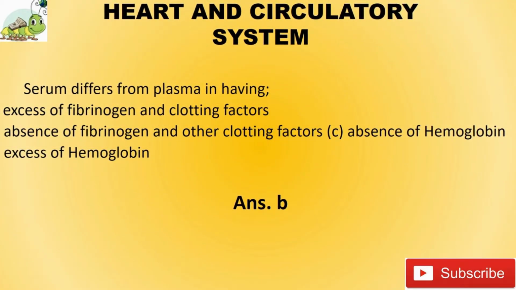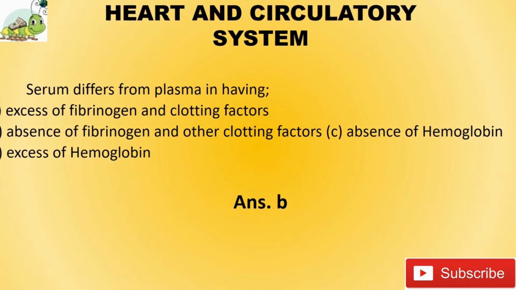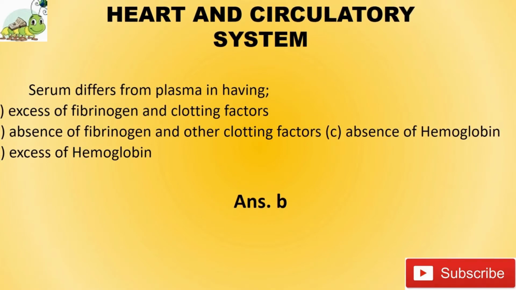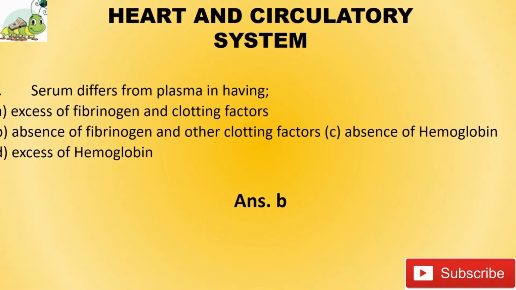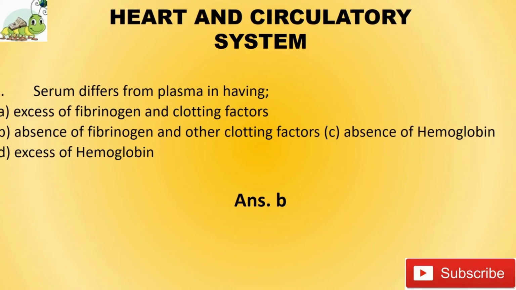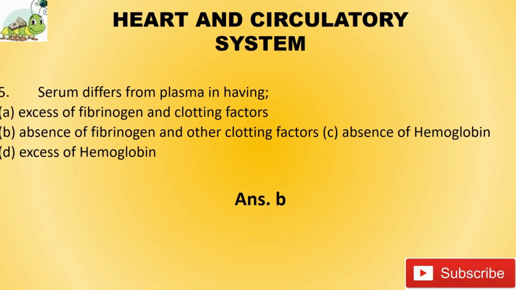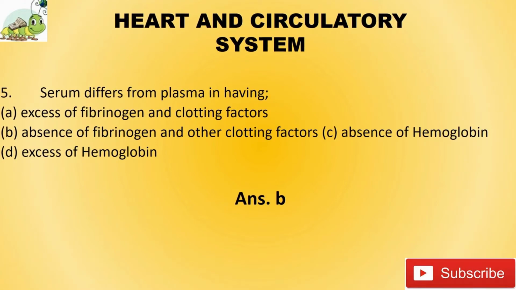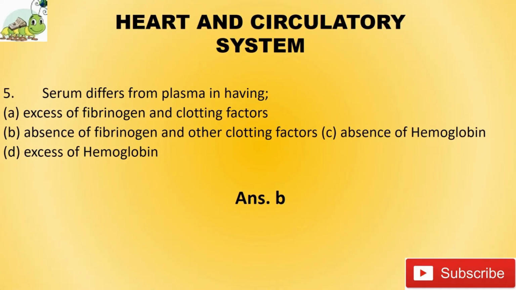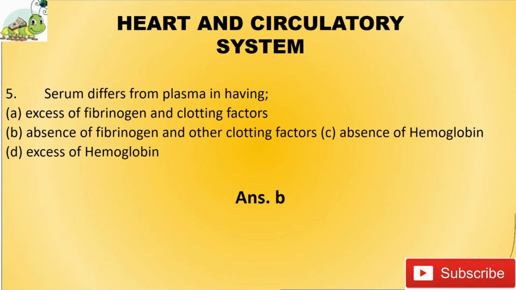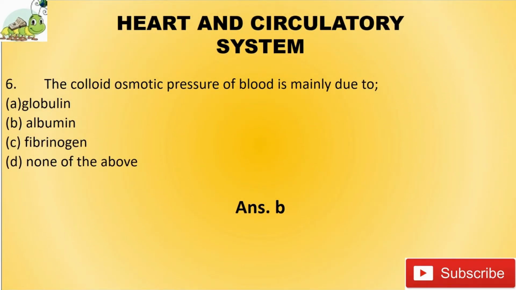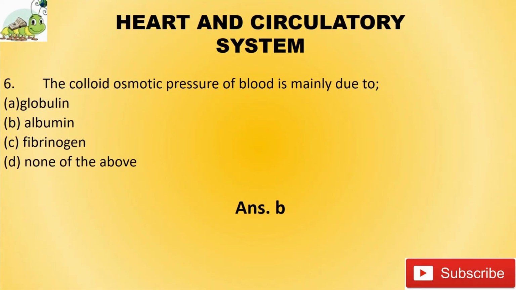Question number 5, answer is B. Serum is the fluid that separates from clotted blood or from blood plasma that is allowed to stand. Serum is essentially similar in composition to plasma but lacks fibrinogen and other substances that are used in the coagulation process.